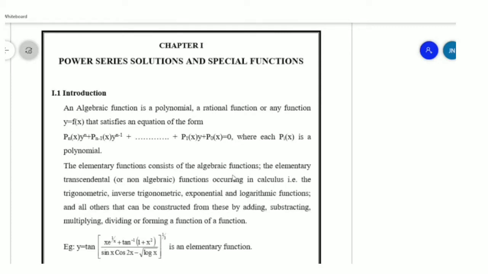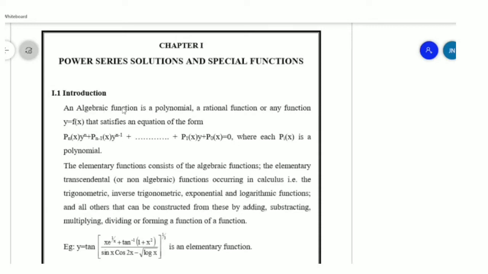Functions like constant functions, suppose y is equal to 2 or y is equal to pi, are all constant functions. Logarithmic functions, log x, e raised to x, are all elementary functions. Here you have an example, y equal to tan of some function x e raised to 1 by pi plus tan inverse of 1 plus x square. This is a function in a single variable x. So we can say that this is an elementary function.